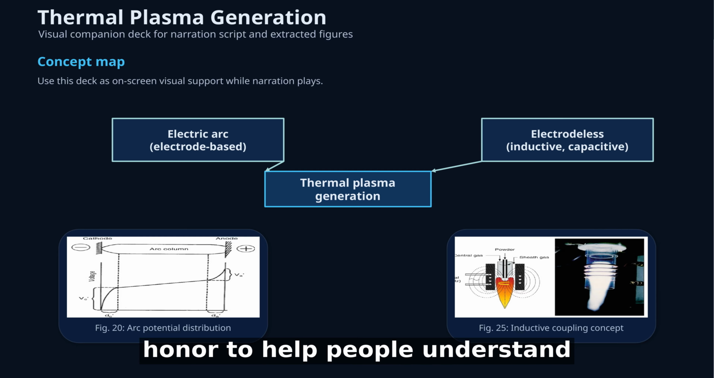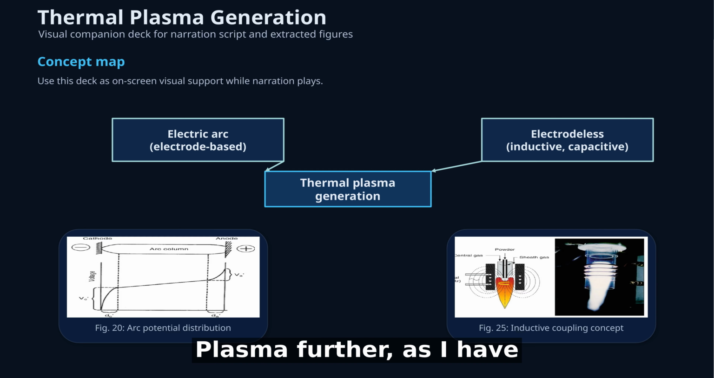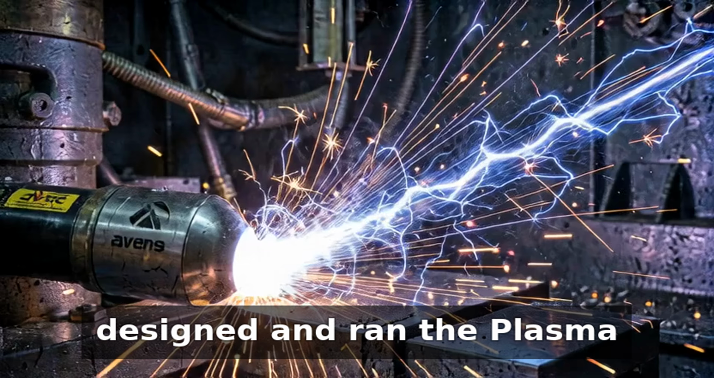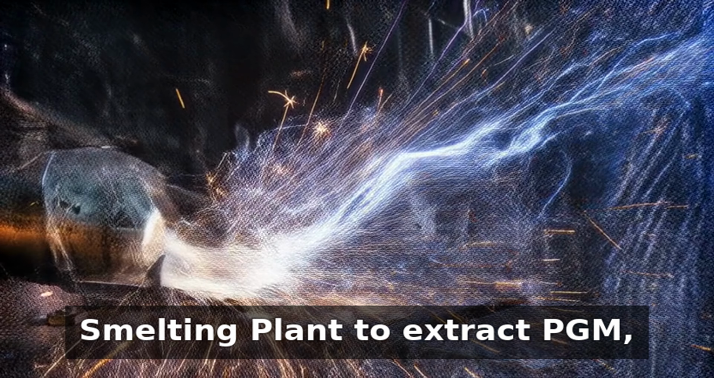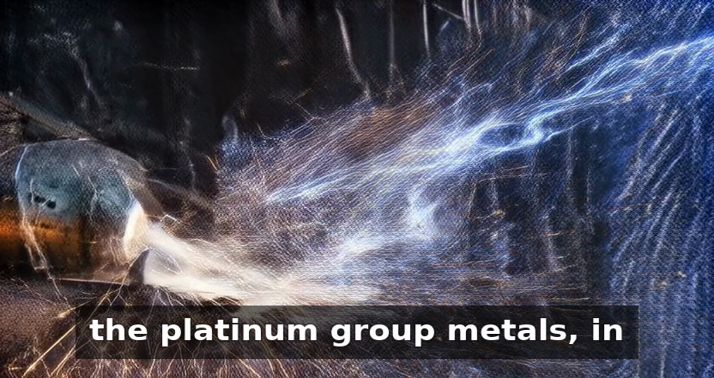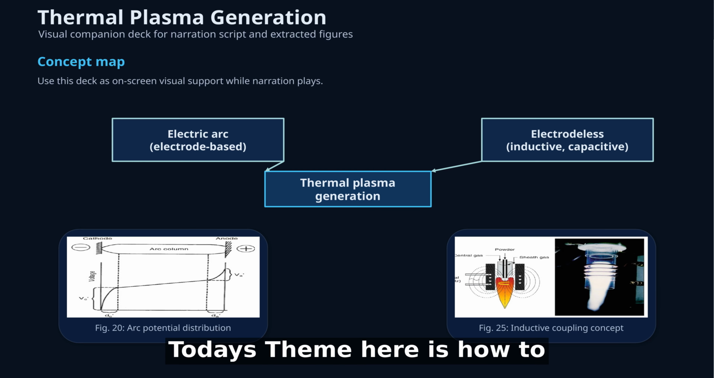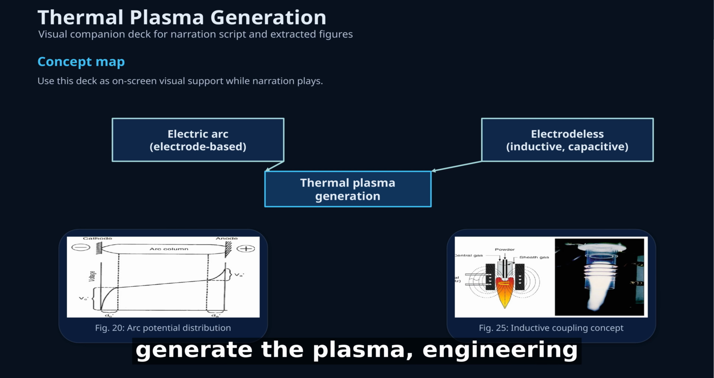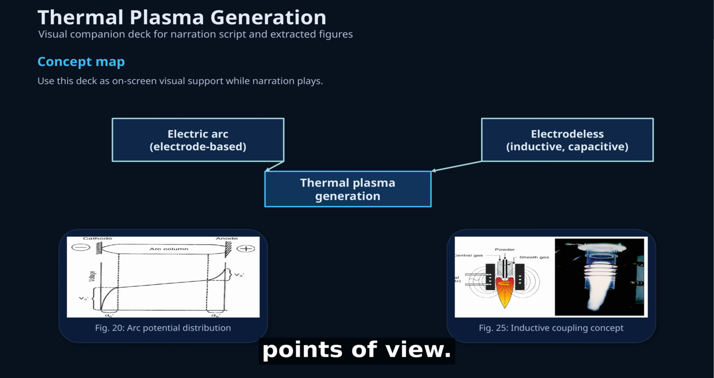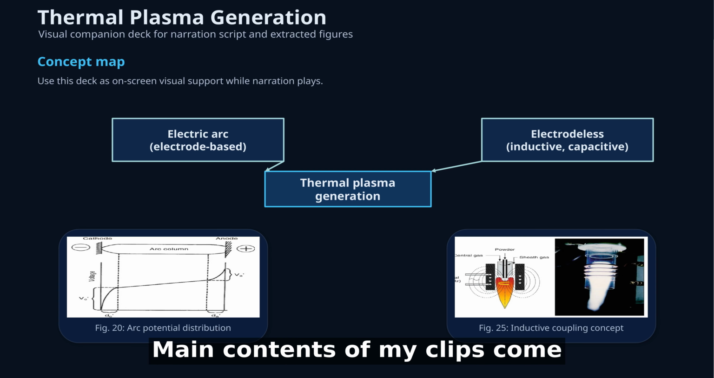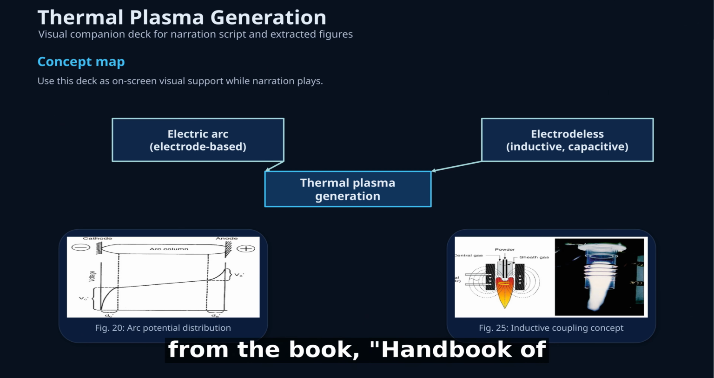And it is my honor to help people understand plasma further, as I have designed and run the plasma smelting plant to extract PGM, the platinum group metals, in South Korea. Today's theme here is how to generate plasma from the engineering point of view. I will focus on the principles. Main contents of my clips come from the book Handbook of Thermal Plasma, published by Springer.